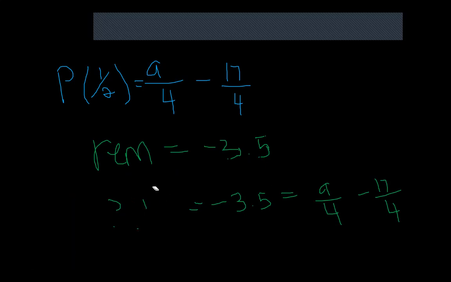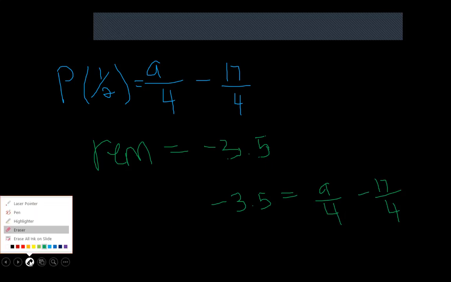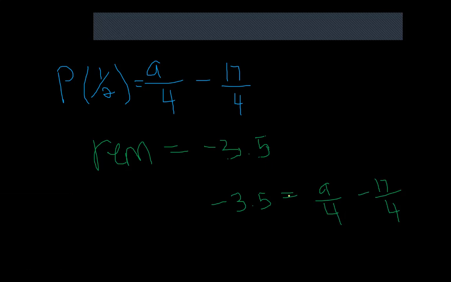But that's not what they asked me. They asked me to find the value of A. Look in here, I could transpose, which means to make something the subject of the formula. I can make A the subject of the formula to find the value of A, because that is what they want me to do. So if minus 3.5 is equal to A on 4 minus 17 on 4, how can I make A the subject of the formula? That's what you should ask yourself.